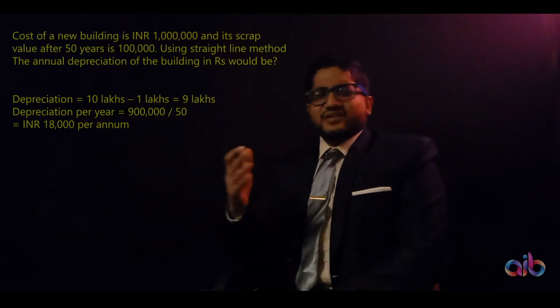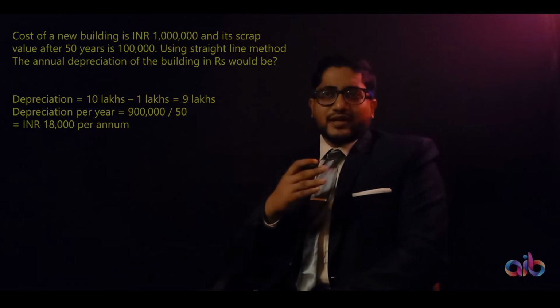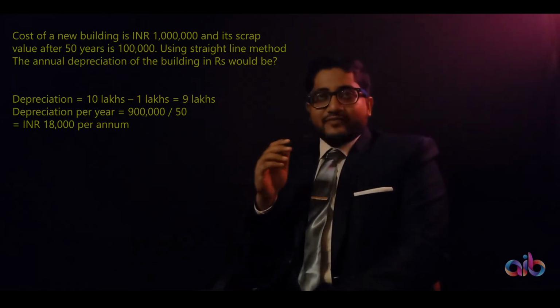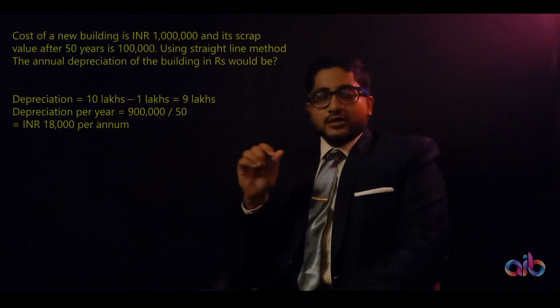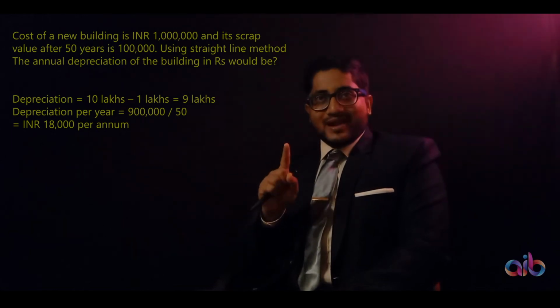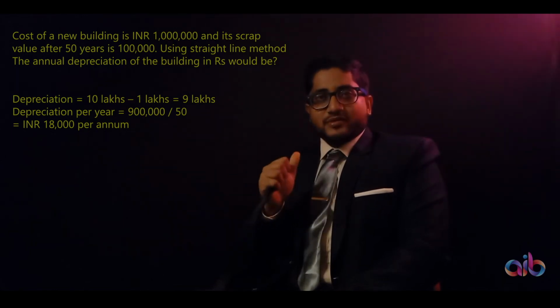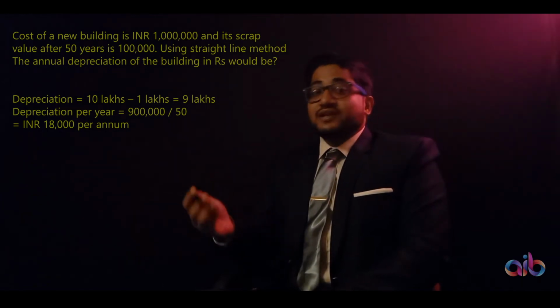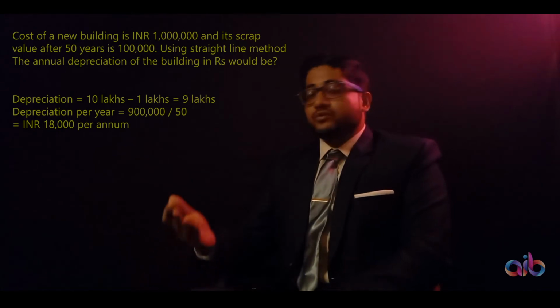Similarly, there's a building, 50 years. In the phone depreciation example, let's say in 2 years the value of the phone went from 1.5 lakhs to 50,000. So in 2 years you had a depreciation of 1 lakh. So in every 1 year you had a depreciation of half a lakh or 50,000. Similarly here also, given straight line method, it couldn't get easier.